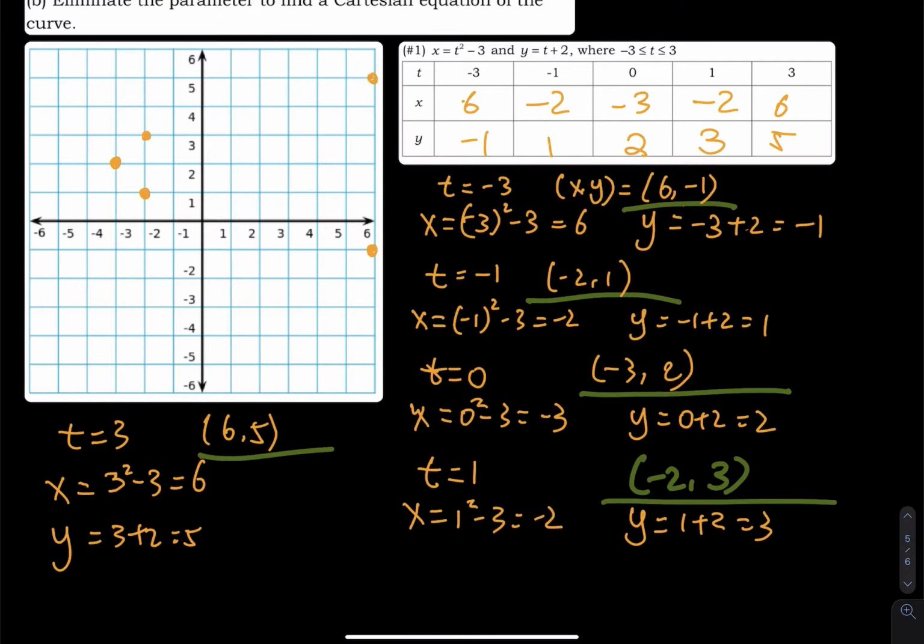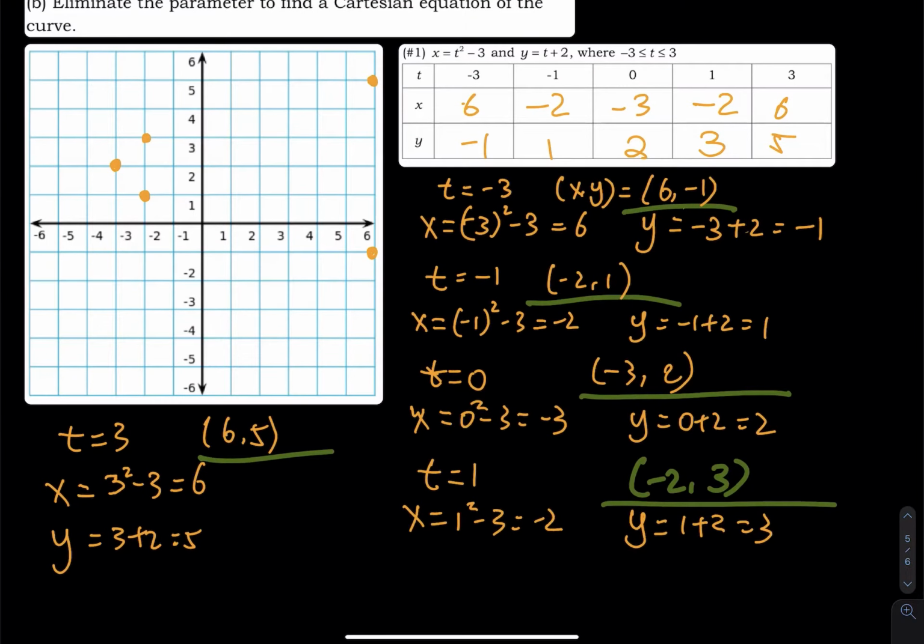We remember the order matters, right? The dot stands for a particle. So we have a particle or an object starting at 6, -1, and then we move to this point, and then we make a turn, and then we go to this point, and the orientation, the direction, is this way. So that is the orientation. And what is this graph called? This graph is called a parametric curve, the graph of the given parametric equations.